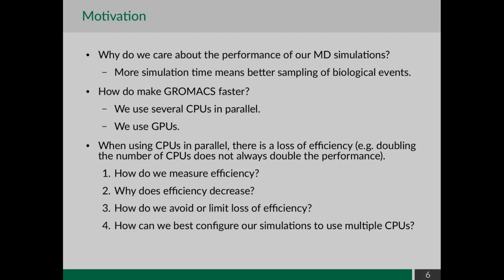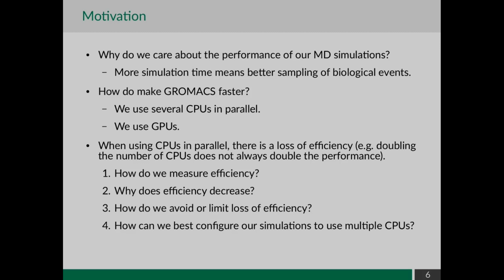So instead we use several computers at once, or we use GPUs as accelerators. But when using CPUs in parallel, there is always a loss of efficiency. What I mean is that if you double the number of CPUs to perform your simulation, you won't always double your performance. Which raises a few questions.